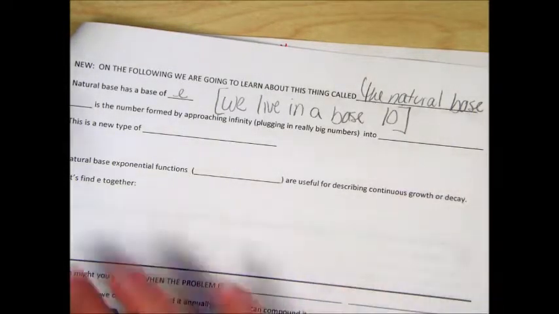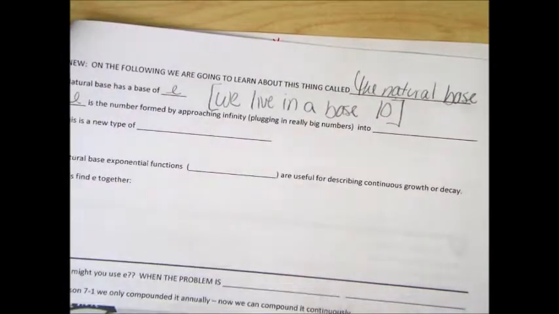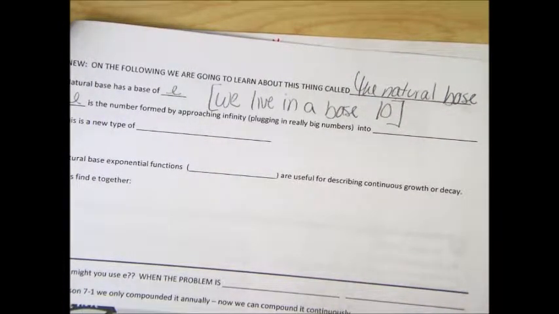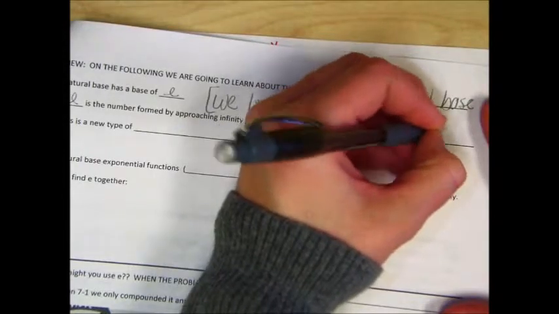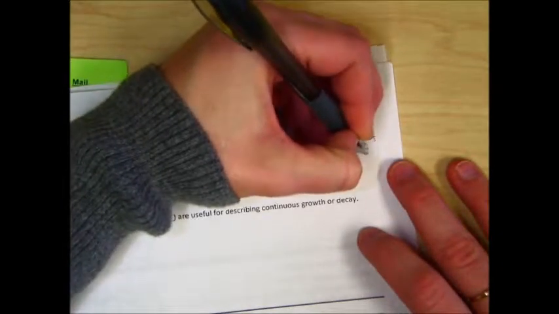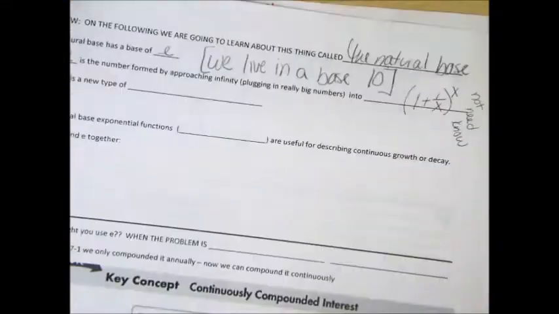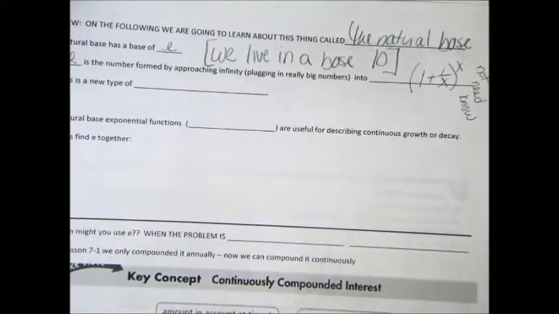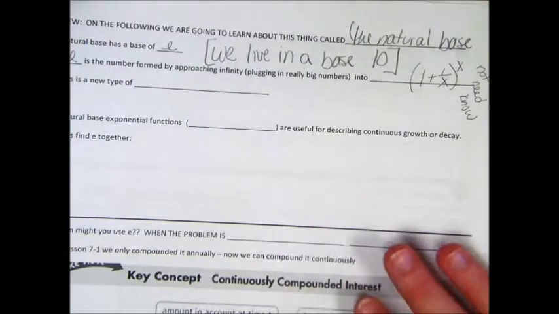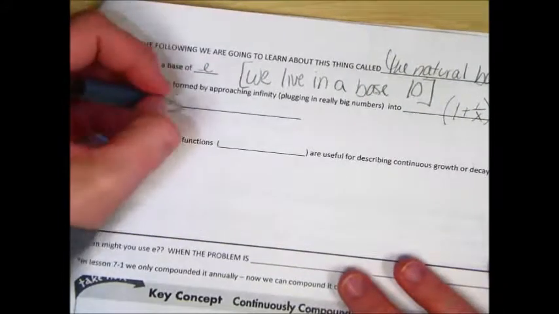Okay? So what is e? e is the number formed by approaching infinity. And what that means is by plugging in really, really, really big numbers into 1 plus 1 over x to the x power. Do you need to know this? This is not a need to know. It's just something that, it's nice to know where these random numbers that I give you come from. Okay? This will have a new type of asymptote.